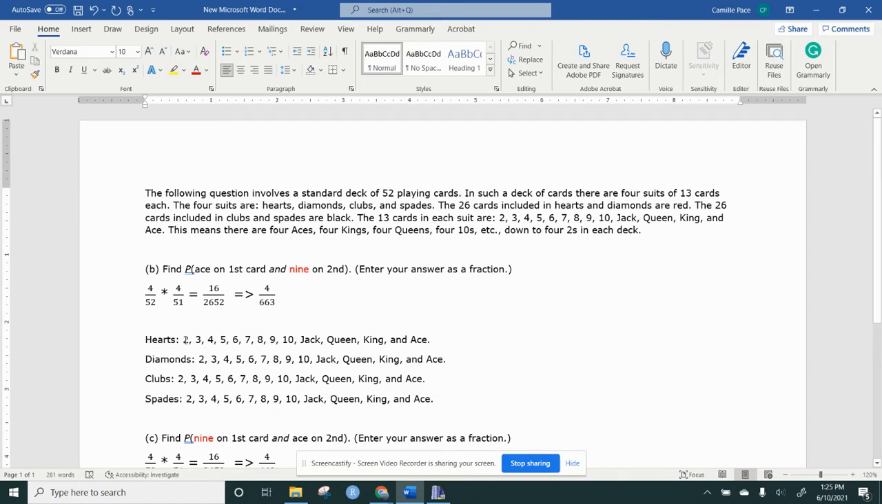For hearts, I have the numbers 2, 3, 4, 5, 6, 7, 8, 9, and 10. And then I have a jack, queen, king, and ace. I have the same for the diamonds, the clubs, and the spades.